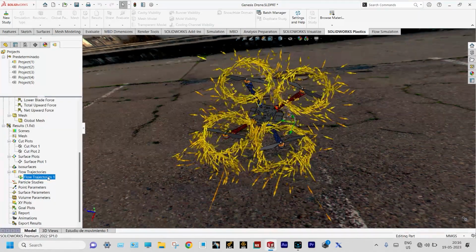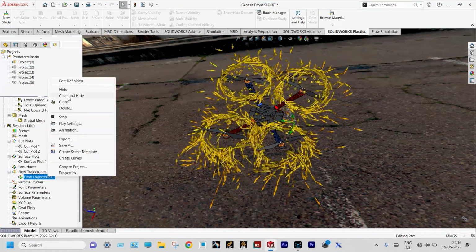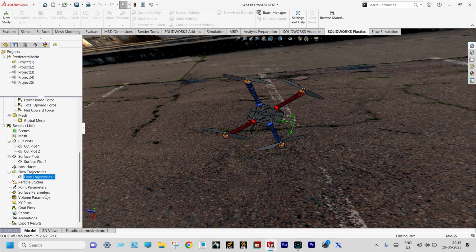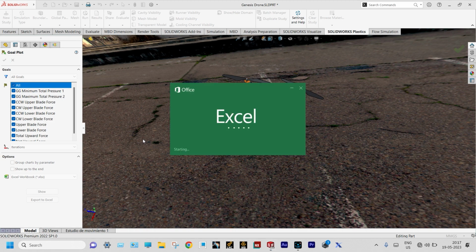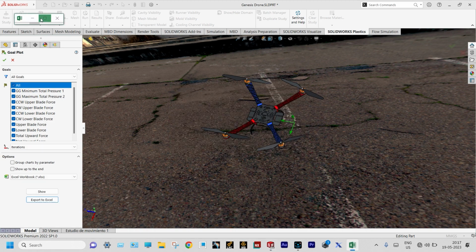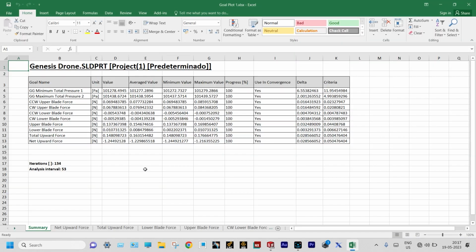Next to that, we'll see our most important part, that is goal plots, right? So clear and hide this one, and goal plots. Insert goal plots. We want to transfer all these goal plots to Excel. So exporting these to Excel, and we'll see it one by one from there. Let us view this one from Excel. This is all the data in the form of summary.